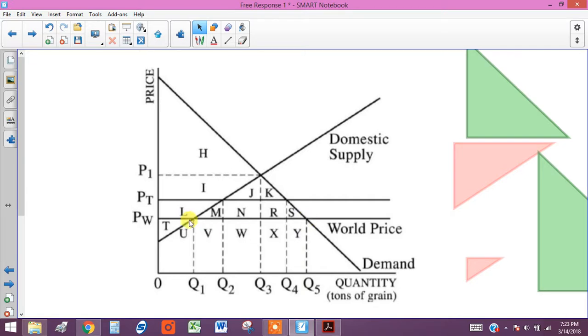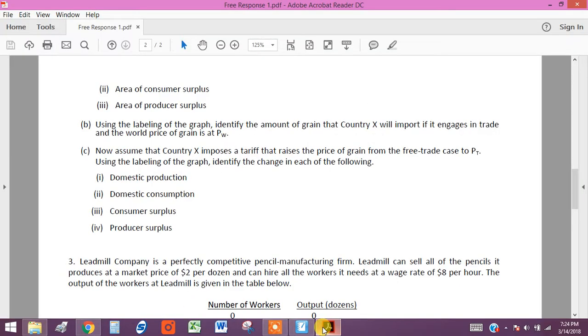So if country X is supplying at Q1, but the consumers in country X are demanding at Q5, then this difference from Q1 to Q5 is what the country will want to import in a quantity of grain. So you can simply identify the quantity by saying it is Q5 minus Q1. It's the difference between Q1 and Q5, which is mathematically Q5 minus Q1. Okay. So that takes care of B. So that's the quantity that's going to be imported, Q5 minus Q1.